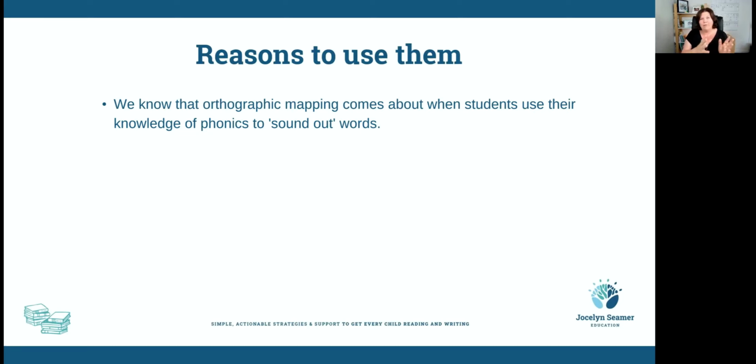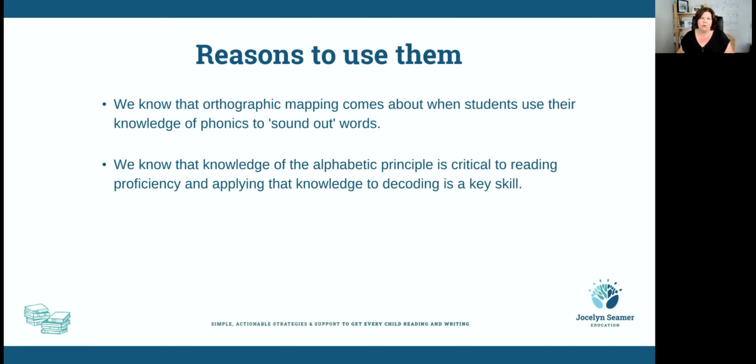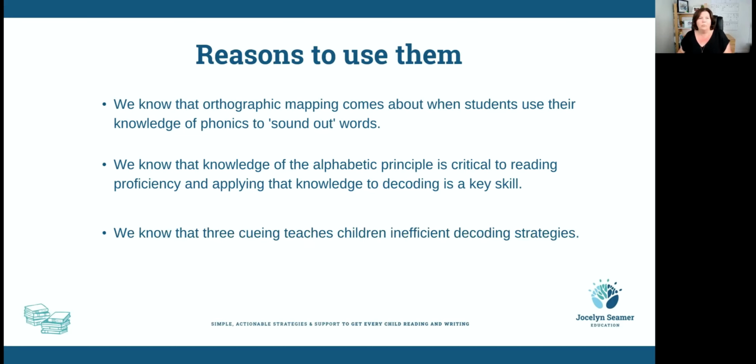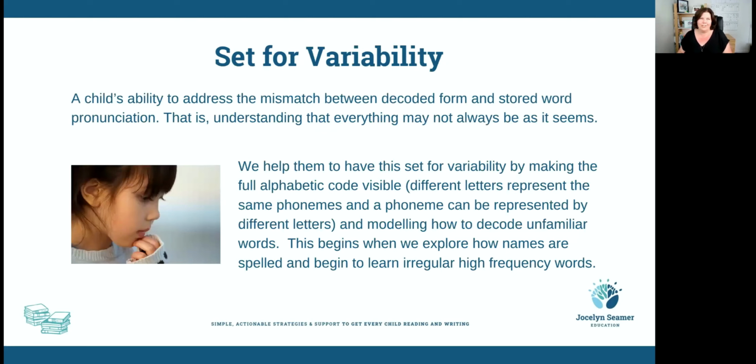And then there's a leap in development, and they're able to move to that simultaneous decoding. We know that knowledge of the alphabetic principle is critical to reading proficiency, and applying that knowledge to decoding is a key skill and undertaking. So decodable texts provide that opportunity. We know that three-cueing teaches children inefficient decoding strategies.